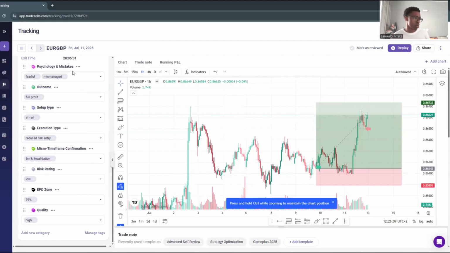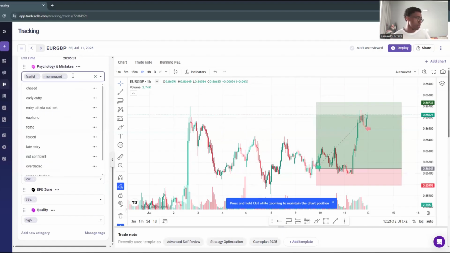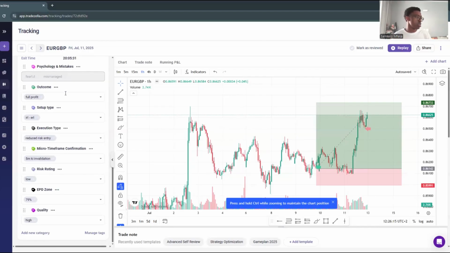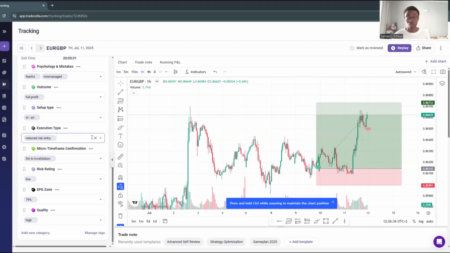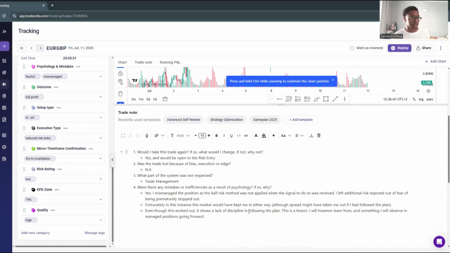And I'm logging psychology and mistakes, which align with that section of my Notion journal: outcome, whether it's full profit, full loss, break even, partial loss or profit, execution type, micro time frame confirmation, risk rating, whether it was low or high, EPD zone, which is basically just the pullback and the depth of that using the fib retracement tool, and then quality. And again, the nuggets go into a bit more detail around how to start extracting insights from that, but it's an important part of the process.